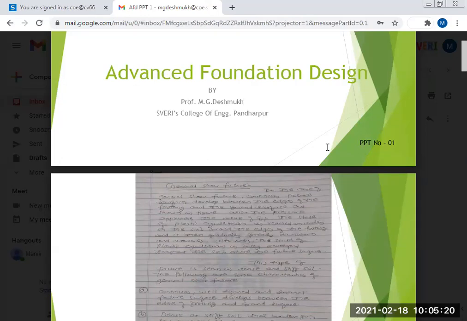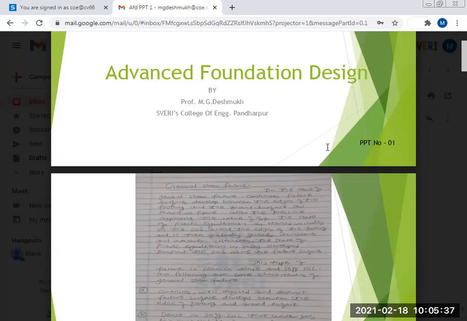That care also you have to take. So these are the two criteria which are basic needs for the design of a foundation: shear failure and settlement.